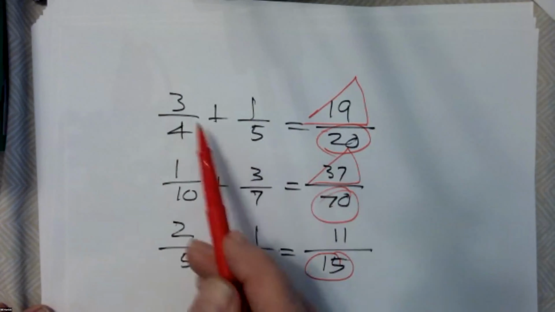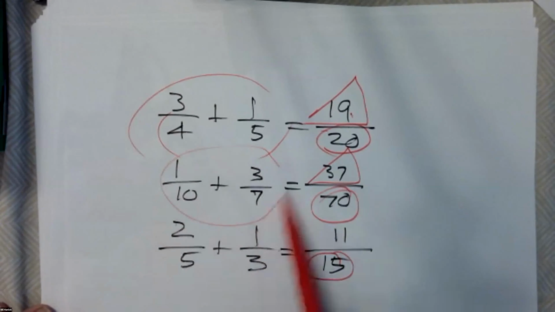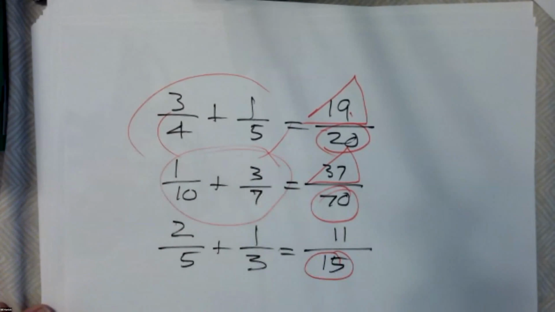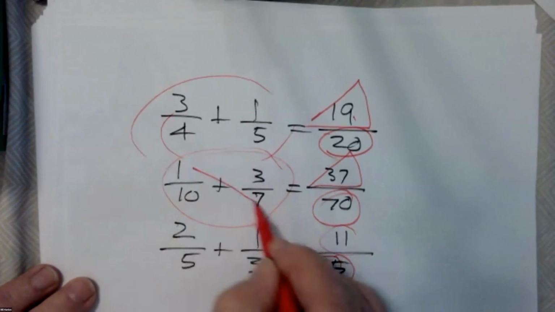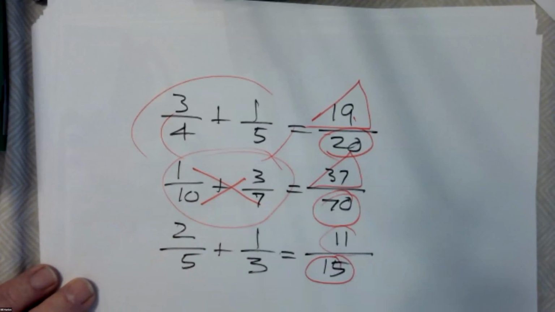So is there any way I can get a 19 by combining these numbers somehow? Is there any way I can get a 37 by somehow combining those numbers? Is there any way I can get 11? And if I had more time, we would let the kids find that. And what you start to realize is if I multiply 1 times 7, that's 7. 10 times 3 is 30. Oh my God, that gives me 37.